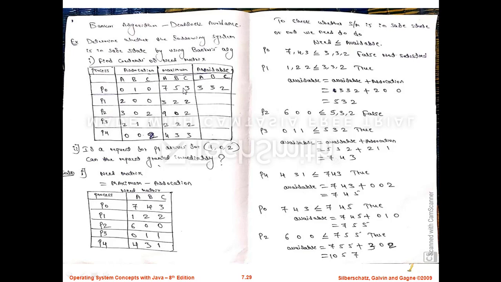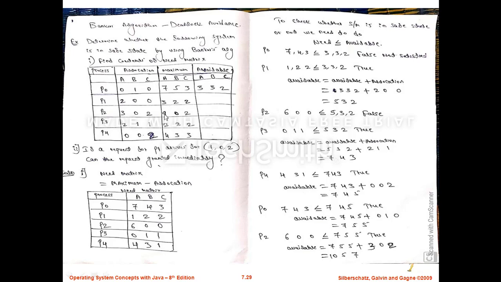That means 753 minus 0, 1, 0. 7 minus 0 is 7, 5 minus 1 is 4, 3 minus 0 is 3. This is the need matrix of the P0 process. In the same way for the P1 process, the maximum of P1 is 322. 3 minus 2 is 1. 2 minus 0 is 2. 2 minus 0 is 2.